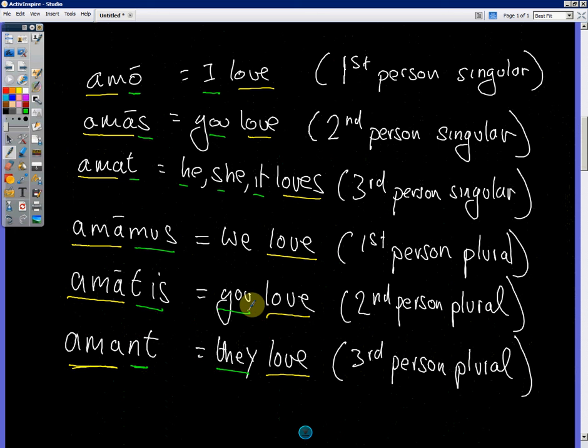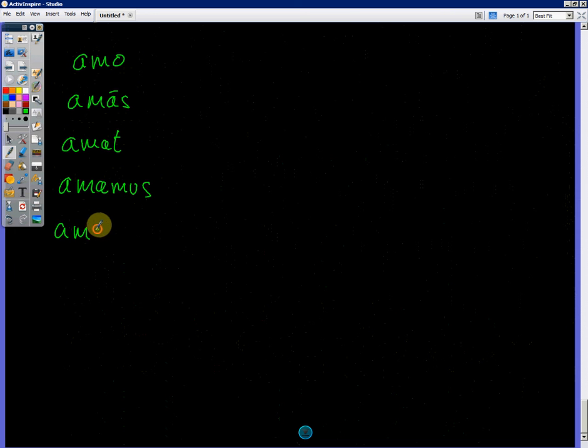Once we have that knowledge, we can apply it to any of the verbs that we've done so far. So let's go back to that. Let's just get it there so we all know. Amo, amas, amat, amamus, amatis, with a macron there, and amant.